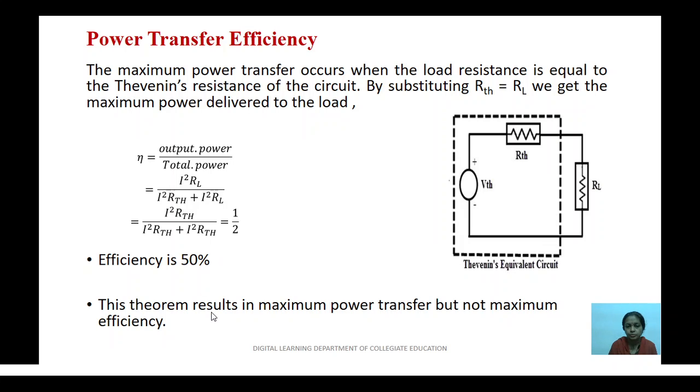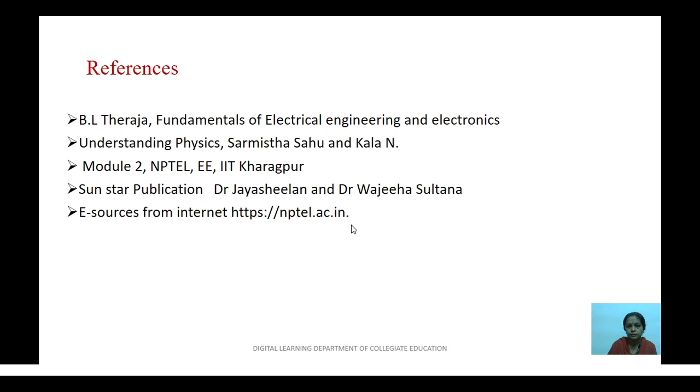So this theorem, even though it says that maximum power is transferred when RL is equal to RTH, does not guarantee maximum efficiency. Efficiency is only 50%. But for low power instruments where the power itself is low, efficiency does not matter much. So even if the efficiency is low in communication electronics, this condition may be used. The maximum power condition RL equal to RTH is used in low power instruments.